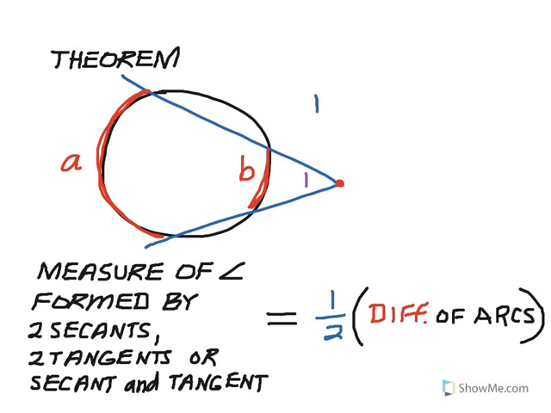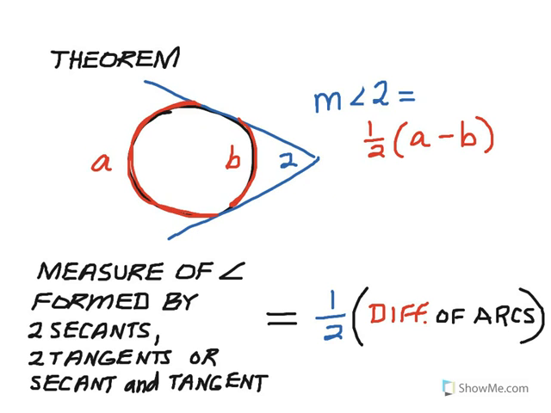The way I find the measure of angle 1 is that angle 1 is equal to 1/2 the difference between the two intersected arcs. So the difference between the bigger arc minus the smaller arc between A and B. And that's how I'd find the measure of that external angle 1.